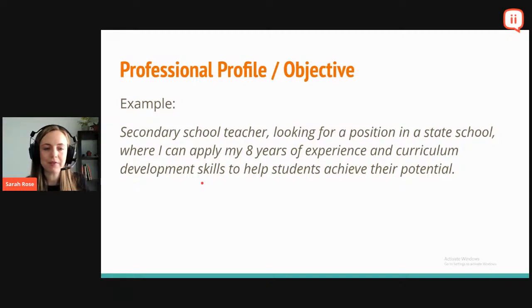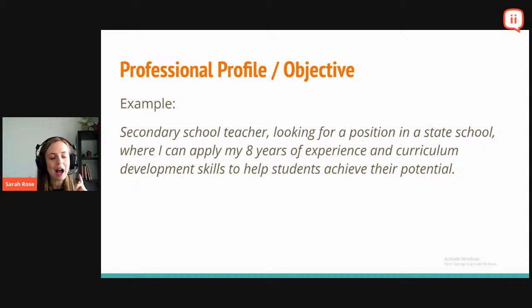I want to point out a couple of elements of the grammar here. The sentence here is where I can apply, and then you put the skills, and then you put to. So we have how you will achieve something, and then what you will achieve. Some other examples we could say here is where I can apply my creativity, my skills in creativity, to increase sales in the department, or where I can apply my teamwork skills to improve company morale. We're connecting your skills with the impact that you will have at the job. And this is really important because the professional objective needs to show the employer what you will bring to the job.